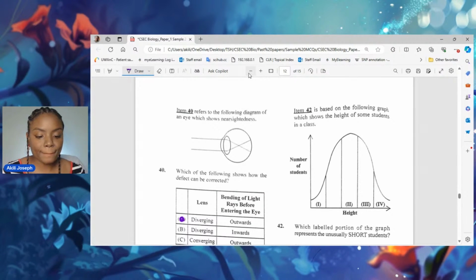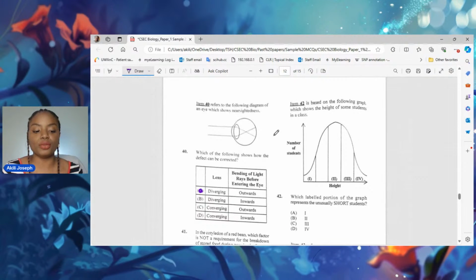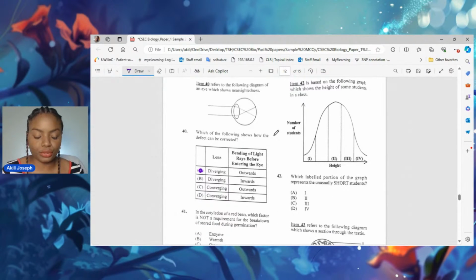42. Item 42 is based on the following graph, which shows the height of some students in a class. Which labeled portion of the graph represents the unusually short students? They say unusually short, or no? I mean, that is the proper way to describe it, but it sounds disrespectful if you ask me, right? Like, how do you describe somebody as being unusually short?